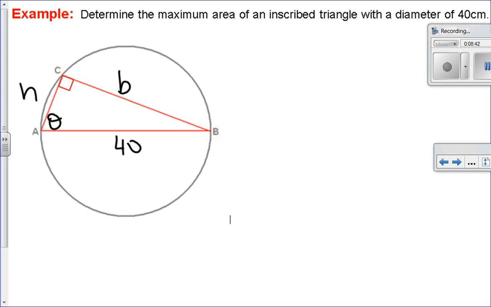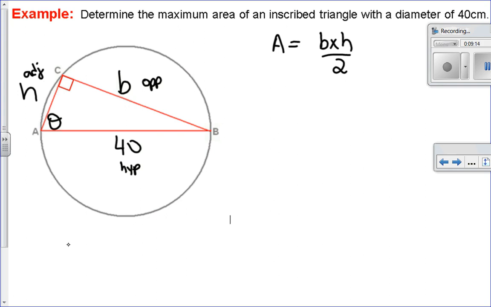So for this one here, I need to come up with my formula for area. Area is equal to base times height divided by 2. Looking at this, I have two variables, neither of which is theta. So I need to go back to my triangle and use some trig ratios to rewrite base and height in terms of theta. From theta, this is the opposite side. Of course, 40 will always be the hypotenuse, and the height is my adjacent side.